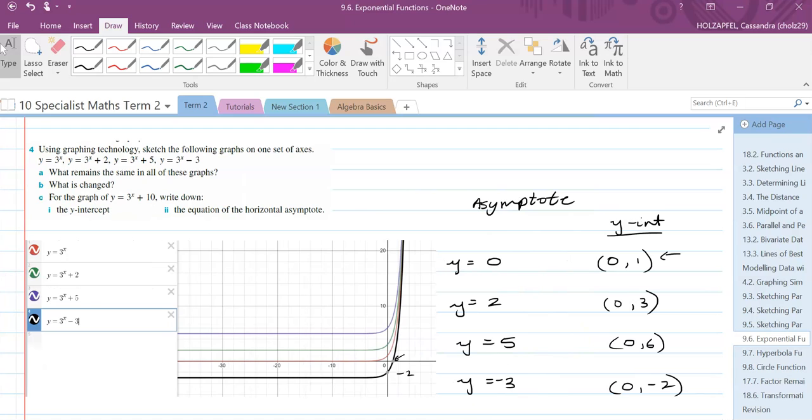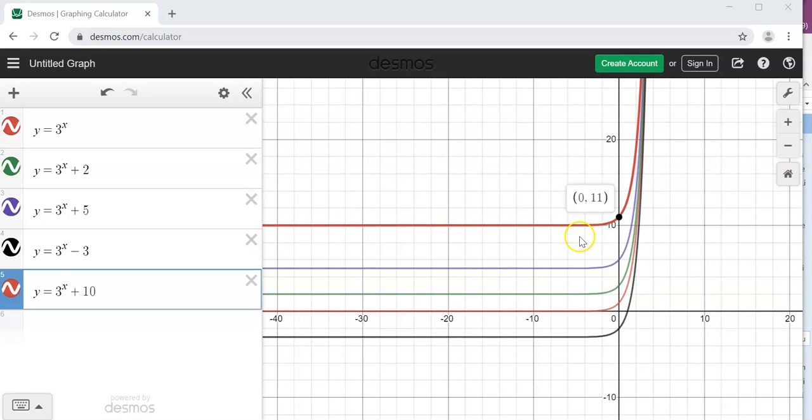Okay, so for the graph of 3x plus 10, write down the y-intercept. Okay, well, we saw before, so when we had this base function, the y-intercept was at 0, 1, and since we added 2 to the rest of these, and then 5 to this one, and then -3 to this one, these y-intercepts all jumped up that amount as well. And so we can probably just add 10 to this, and this is going to go through at 0 and 11. So let's just double check that by sketching the graph. So this fifth line up here, this is our graph of y is equal to 3x plus 10, and it does indeed go through 0, 11.